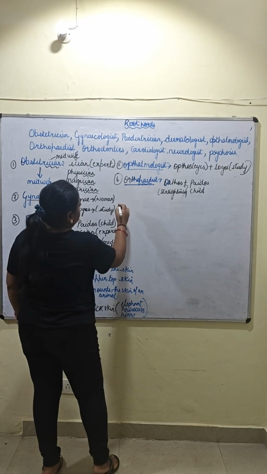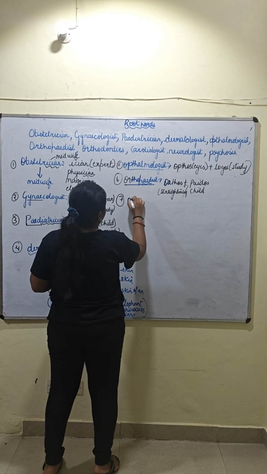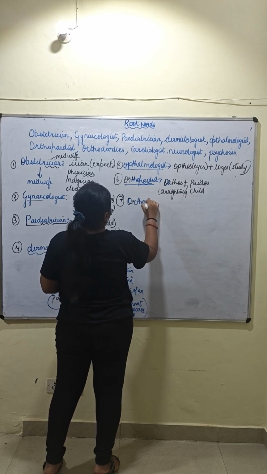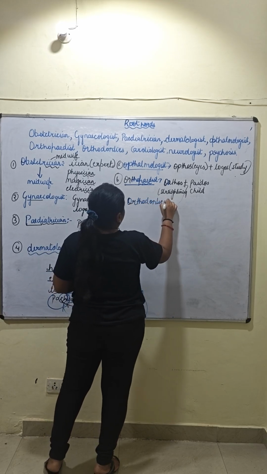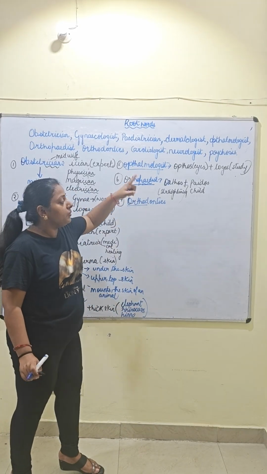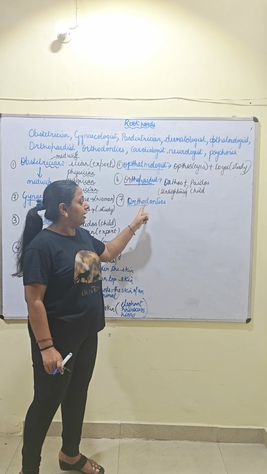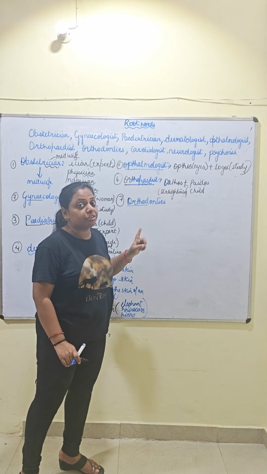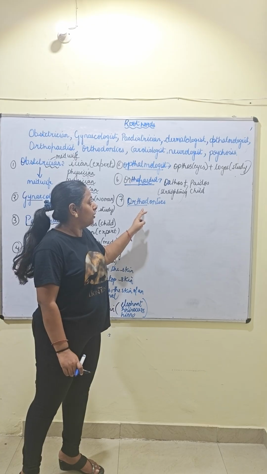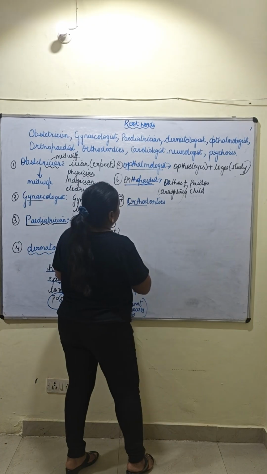Okay. Next we have orthodontics. Again, ortho. Now here you know that ortho means straightening. So with orthodontics, automatically you'll get an idea. Ortho means straightening of something is being done over here. But what is dontics? That I will tell you right now.